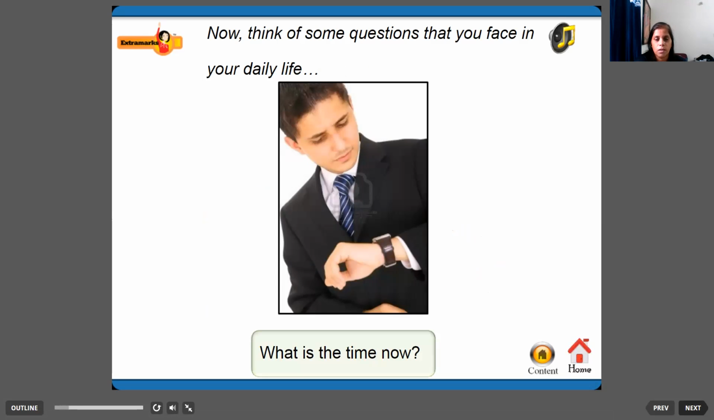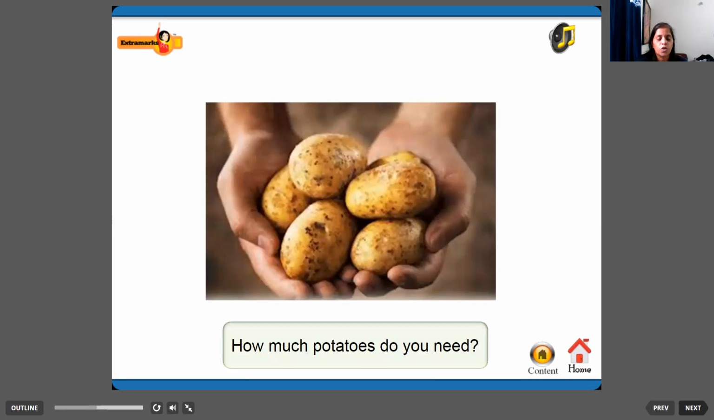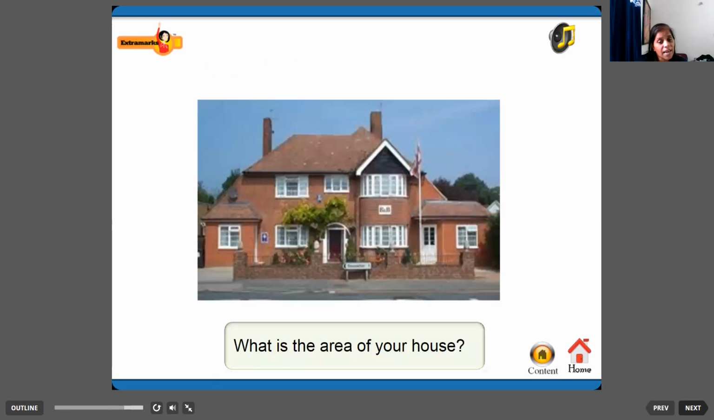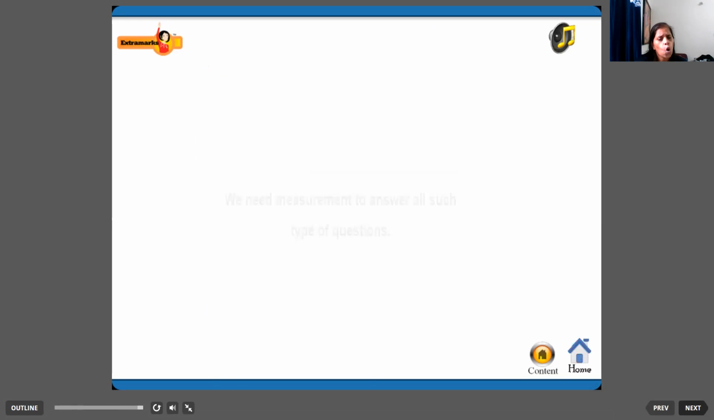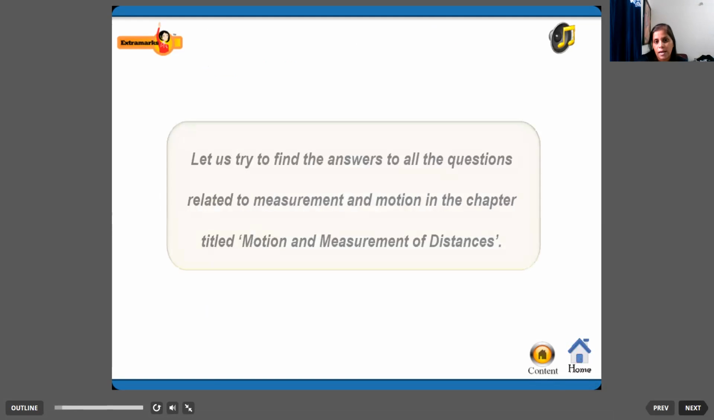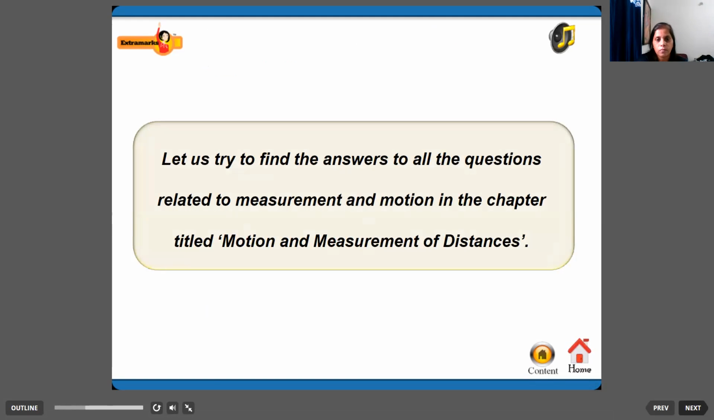There are certain questions that come to our mind every day. How many potatoes do you need? What is the time now? How much milk do you consume daily? How much area is required to build the house? All these questions come to our mind, and to find the answers to all these questions, we need measurement. And there comes our chapter, titled Motion and Measurement of Distances.